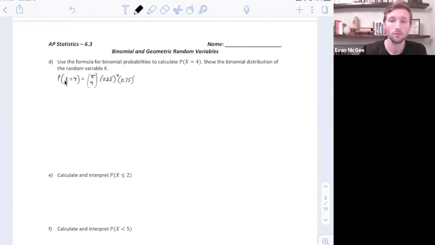So to calculate the probability of there being exactly 4 children who have type O blood type, we're going to do the binomial coefficient, 5 choose 4, times the probability of 4 successes, so 0.25 to the 4th power. That means there'll be 1 failure, 0.75 to the 1st power. Let's open up the calculator and figure out the binomial coefficient of 5 choose 4.